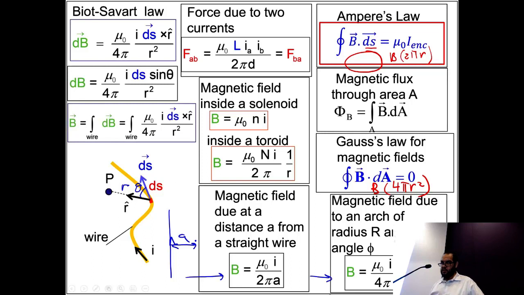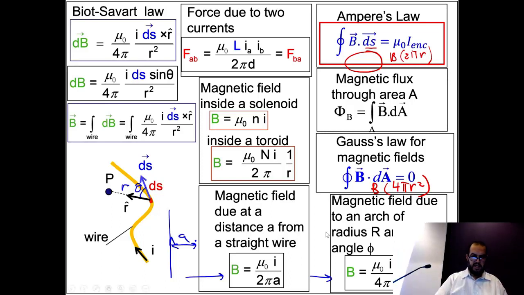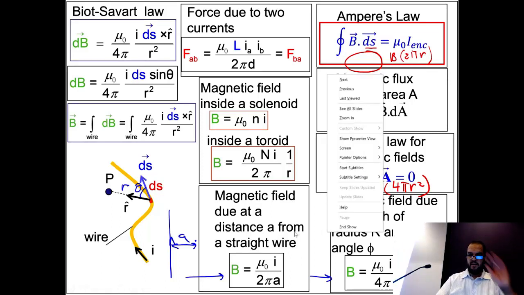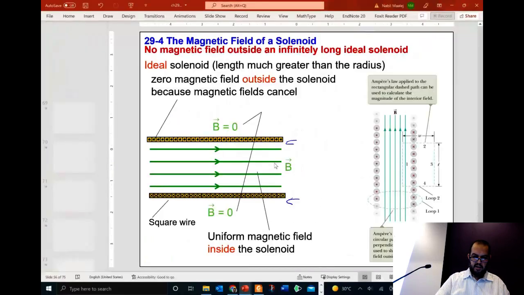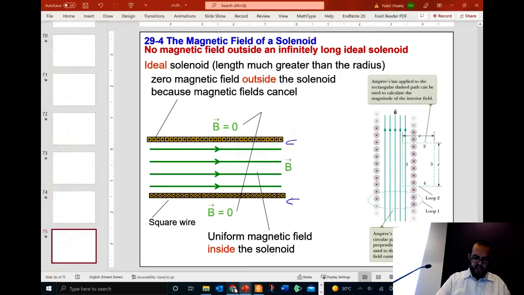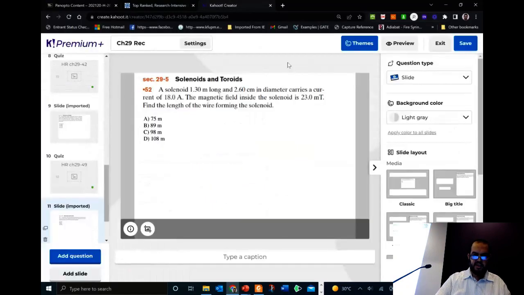So by this we have finished chapter 29. We can solve some problems. We have about 25 minutes ready to solve problems. Any other questions? Okay, so let's enter a Kahoot. All right, time for Kahoot.